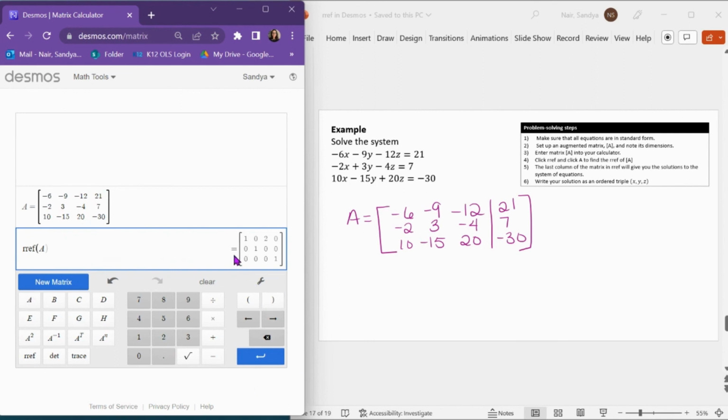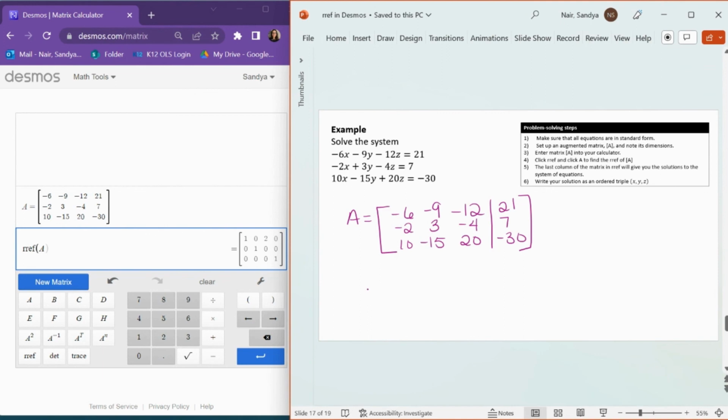And you can see here, look at the last row, it's all zeros and then 1, right? So that's telling me like 0 equals 1. So that means that this system will have no solution.